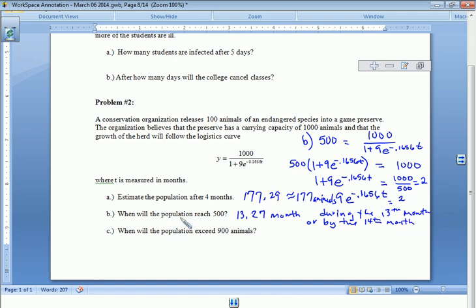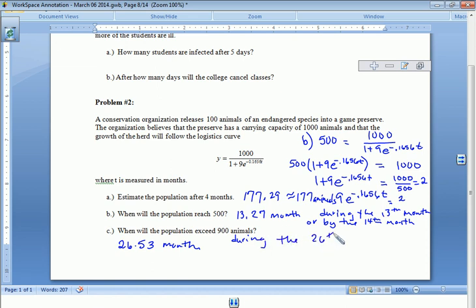Okay, for this one, did we get 26.53 months? Okay, if you got part B right and you didn't have a chance to make it to part C, you know what you're doing. Because part C is just changing this 500 to 900. So if you can do this, even if you had more time, I'm sure you could have done part C. So I would say during the 26th month.